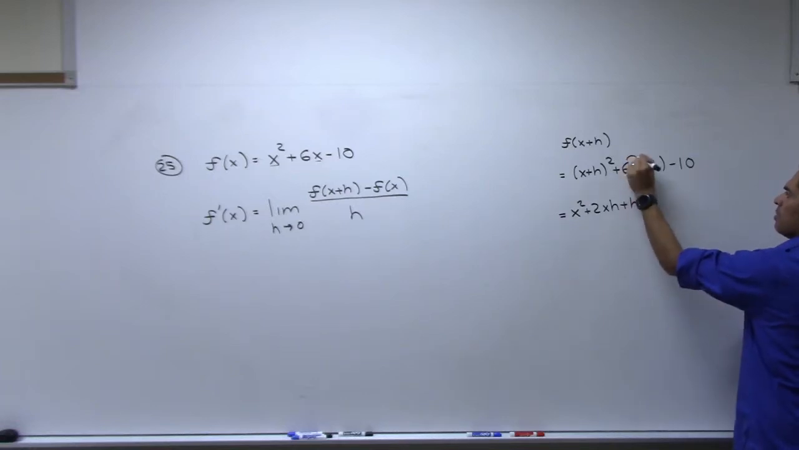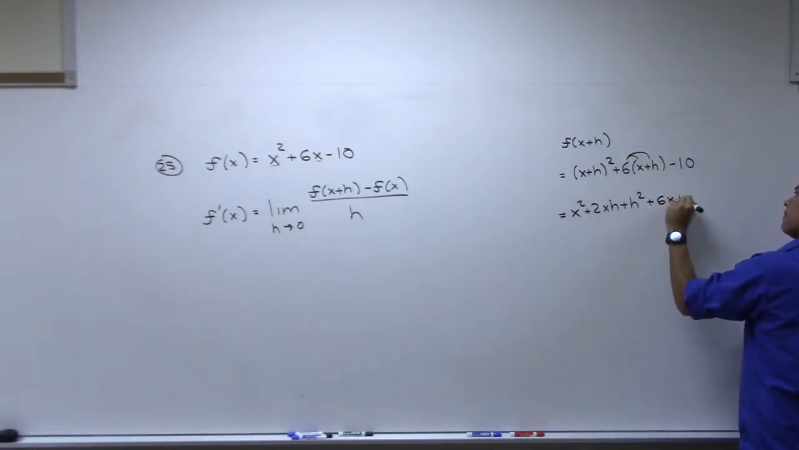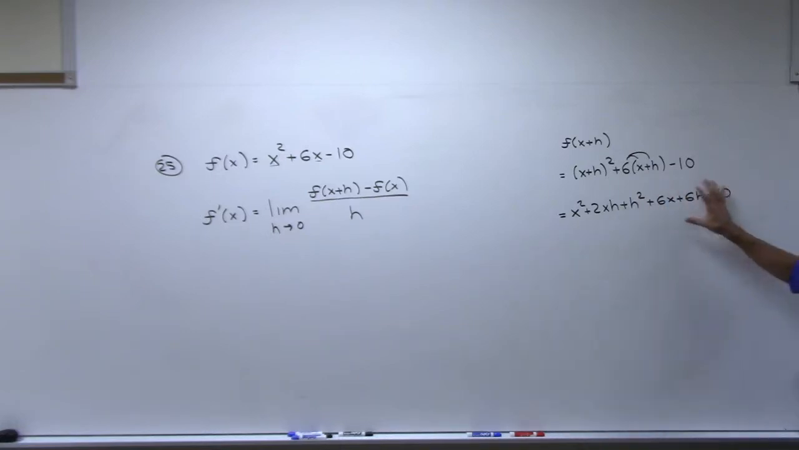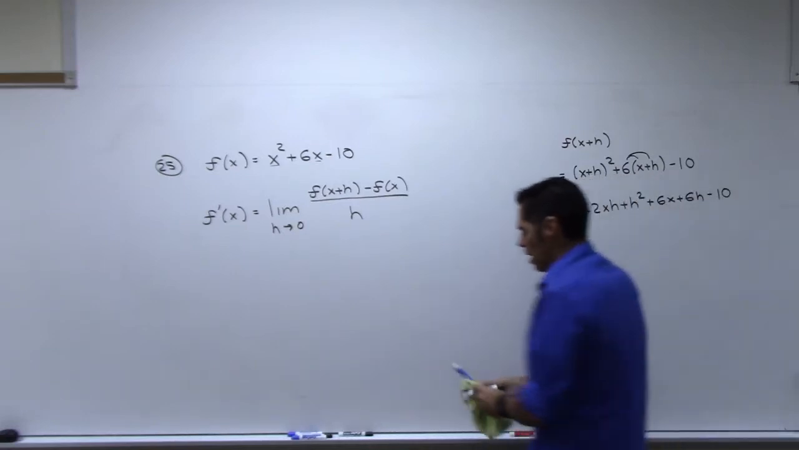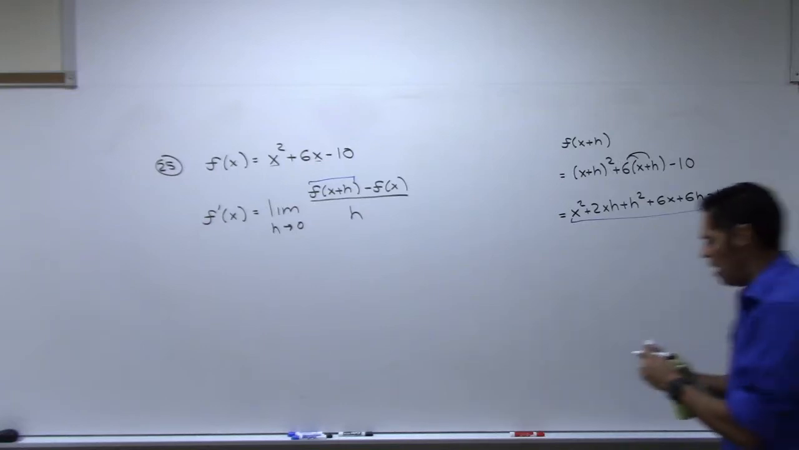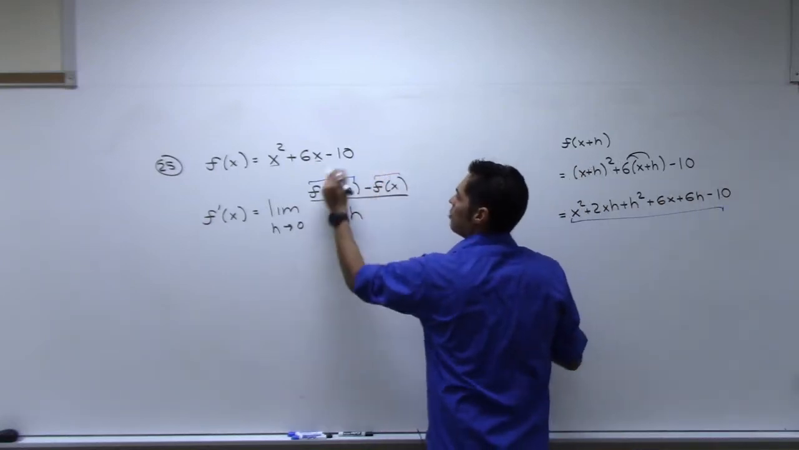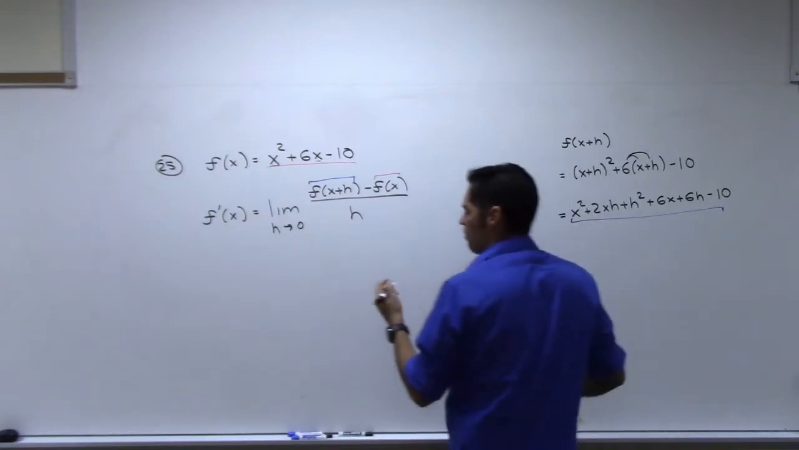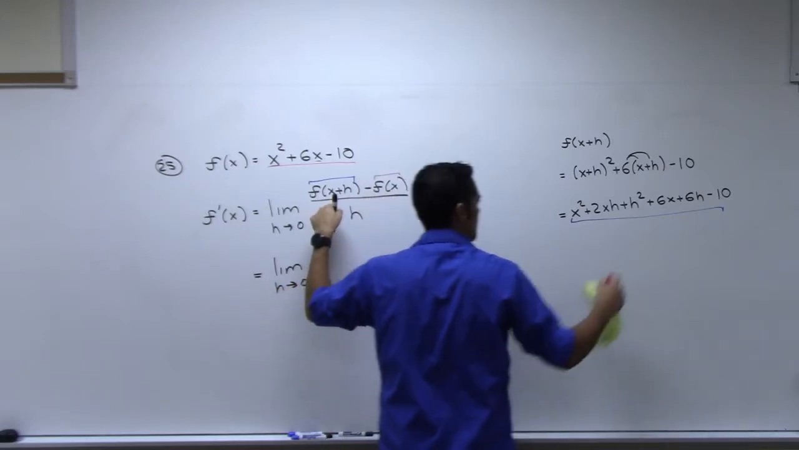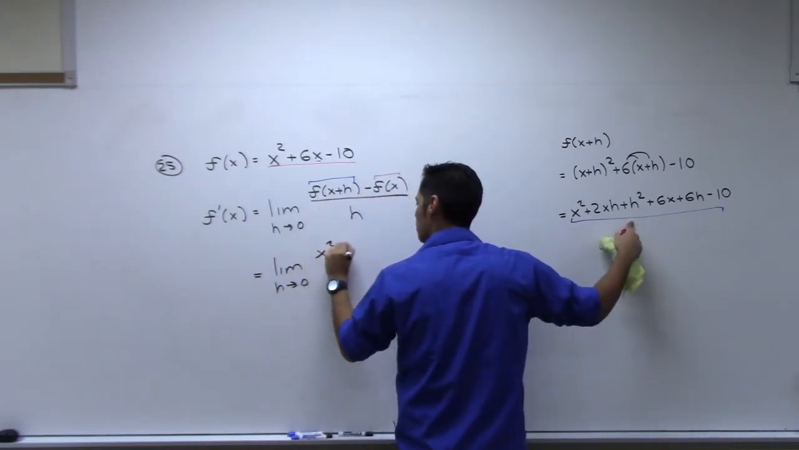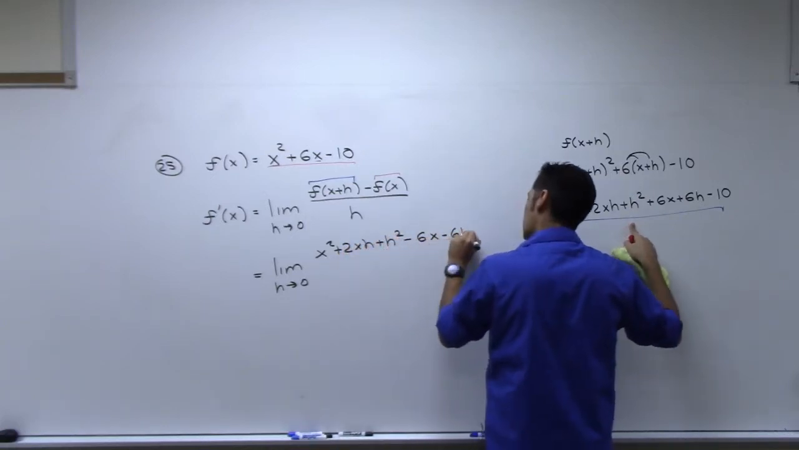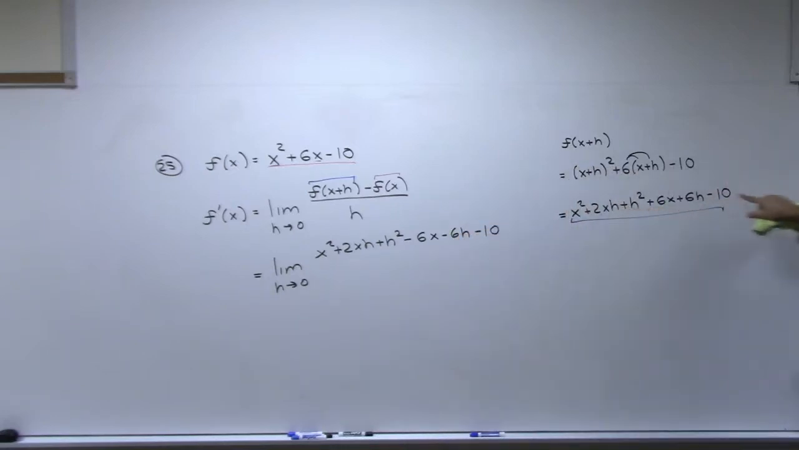And then I'll distribute a 6 through, and then I have minus 10. Nothing here collects. We have no like terms, so that, unfortunately, is the top left part of this fraction. Now, the top right part of this fraction is just this function itself. So I think I'm ready. I'm just going to write it all down. Limit as h goes to 0. Here we go. This part, big ugly thing: x squared plus 2xh plus h squared plus 6x plus 6h minus 10.